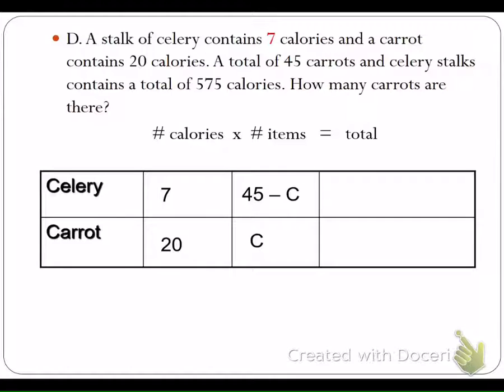But I do know that no matter how many there are here, I need to take that away from 45 here. Again, if there were 5 carrots, there would be 40 celery stalks. If there were 10 carrots, there'd be 35 celery stalks. What you're doing naturally in your head there is taking 45 minus the number of carrots. Tricky, you're going to get it. I'm confident you will figure that one out. Now, total for celery would be what? 7 times, in parentheses, 45 minus C. Total for carrots is what? 20C.